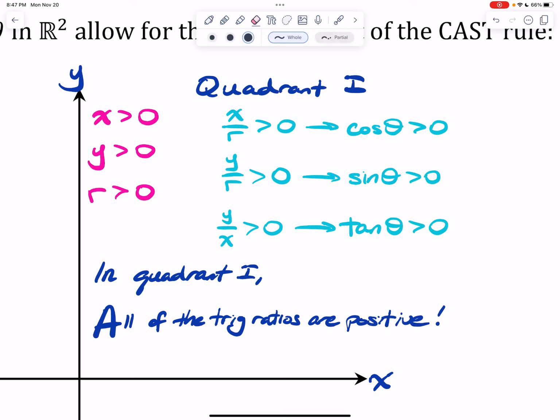And I wrote that A nice and big for who knows what reason. But this little feature here will come into play. We're going to do the same thing with the other 3 quadrants.